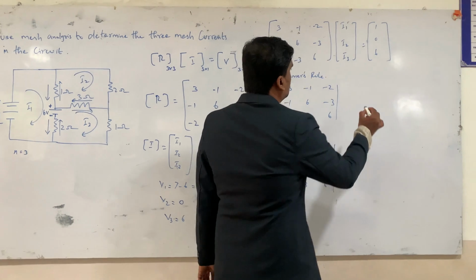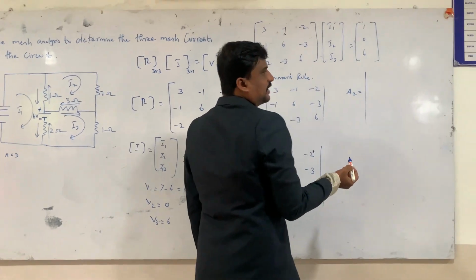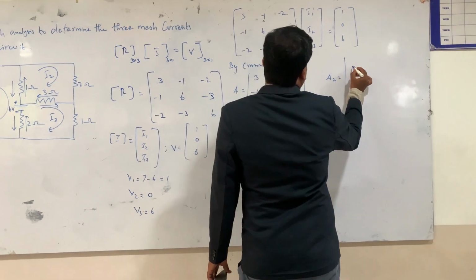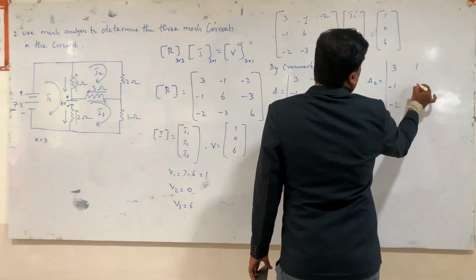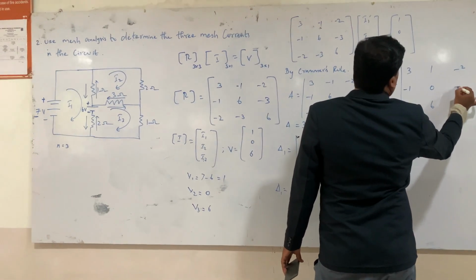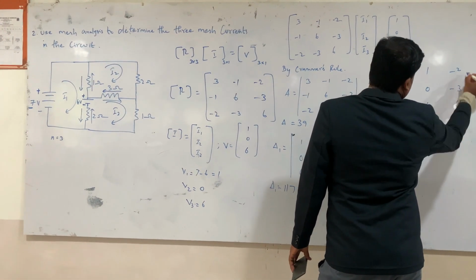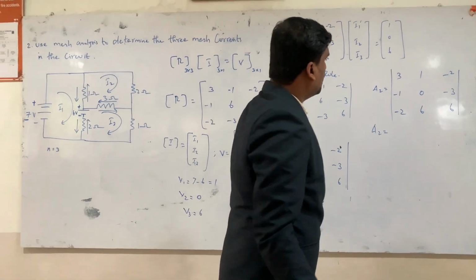The next del 2, replace the voltage matrix in second column. So 3, minus 1, minus 2, 1, 0, 6 and minus 2, minus 3 and 6. So the value for del 2 what we got is 78.